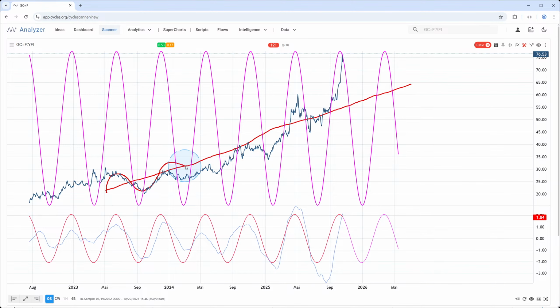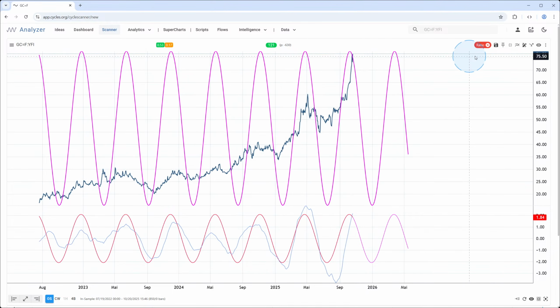So we have that kind of cyclic movement. No, it's not beautiful. So let me try to plot that here. The cycle around the trend looks like this here. And that's the trend here. So now you see the cycle and the trend.